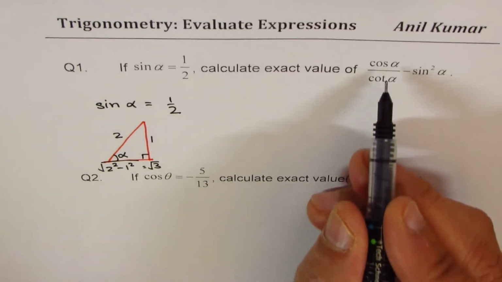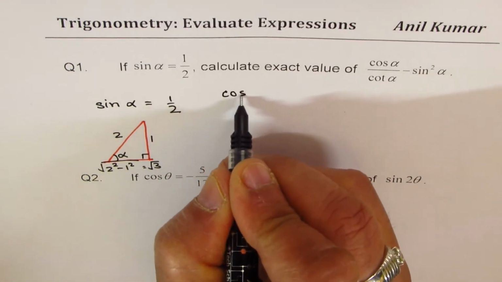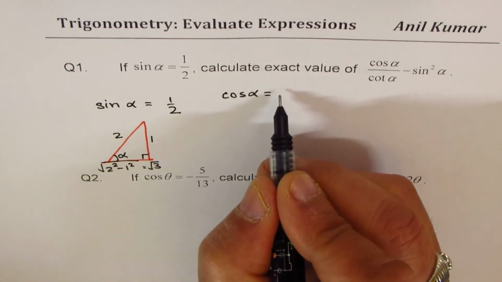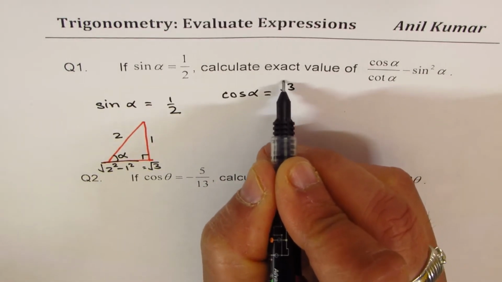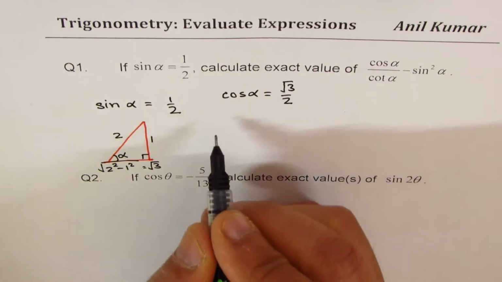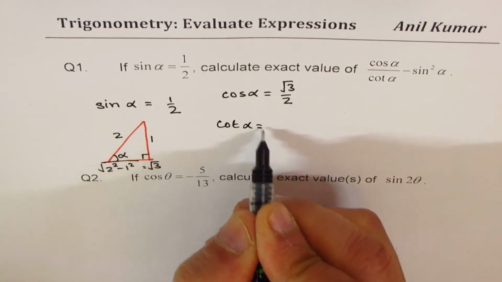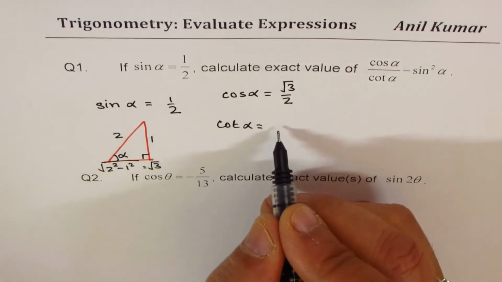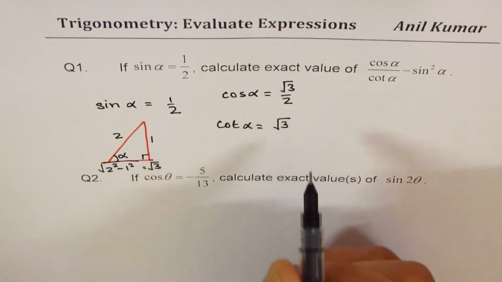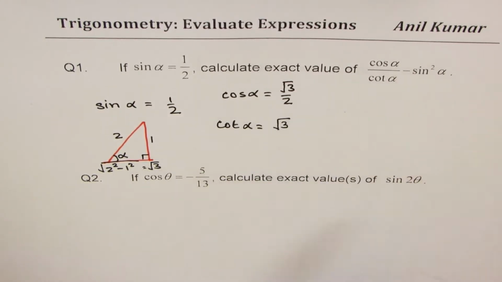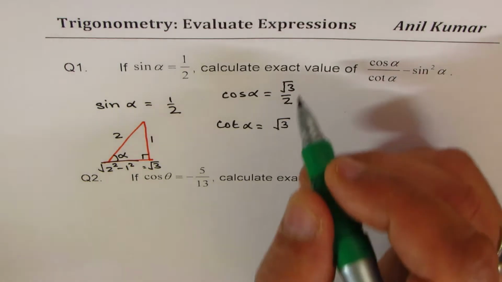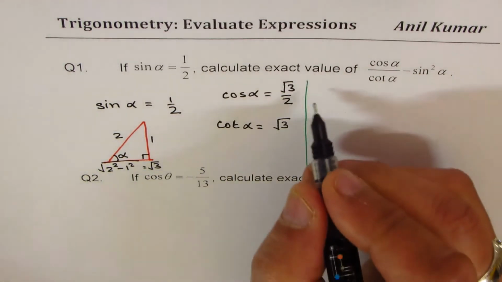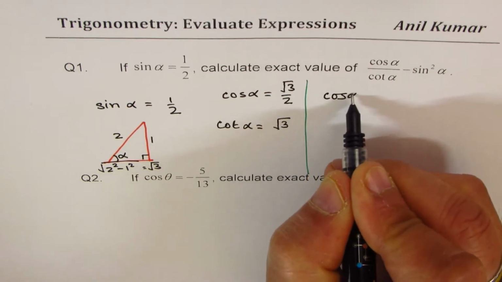So from here, we can write what cos alpha is. Cos alpha will be adjacent side over hypotenuse, which is square root 3 over 2. And what is cot alpha? Cot alpha is adjacent side over opposite side, so that is square root of 3. Now substitute these values in the expression. So we know all the values now.